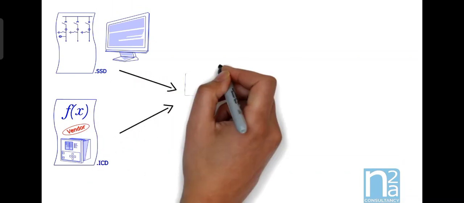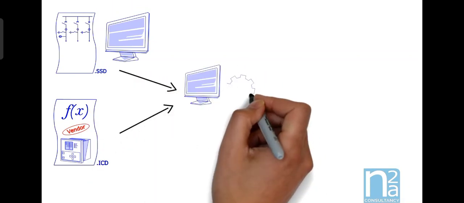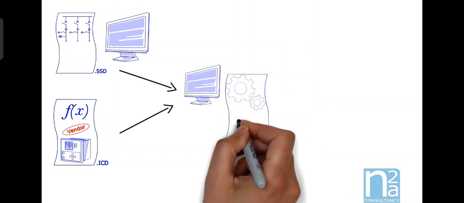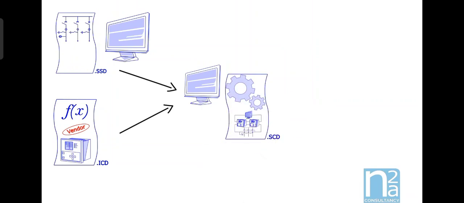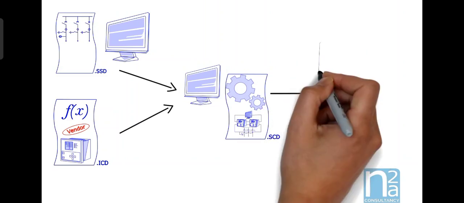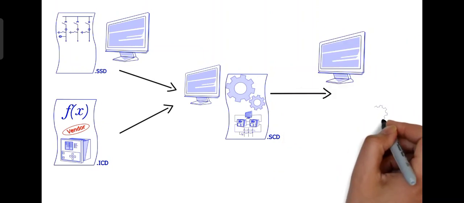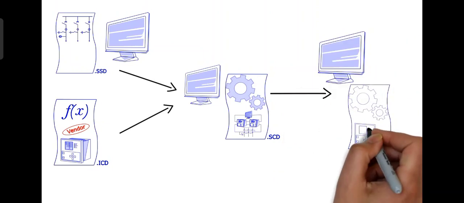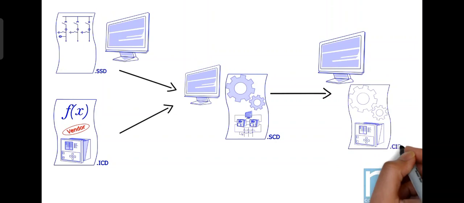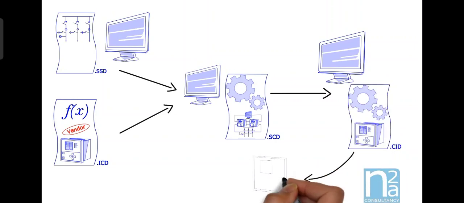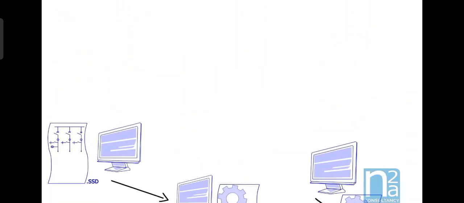These two files are used in a system configurator to create a new file which is called SCD, substation configuration description. During this configuration phase, all interlocks between IEDs are also defined. The last phase consists of extracting from this SCD file individual IED configuration descriptions, which are called CID files. This file could then be transferred to IEDs to set their configuration automatically. Even if this looks simple, multiple possibilities make this phase quite complex, and standardization of solutions is highly recommended.